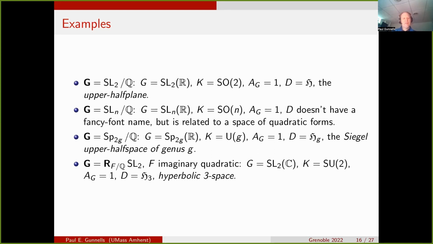And now an example you definitely heard about this morning. If I take the restriction of scalars of SL2 over an imaginary quadratic field, then my Lie group is SL2C. This is the group of real points, but because we have an imaginary quadratic field, we don't get SL2R. If you tensor with R, you're going to get SL2C. That's the Lie group in that case, and the maximal compact subgroup is a special unitary group. This time, the quotient is hyperbolic 3-space.